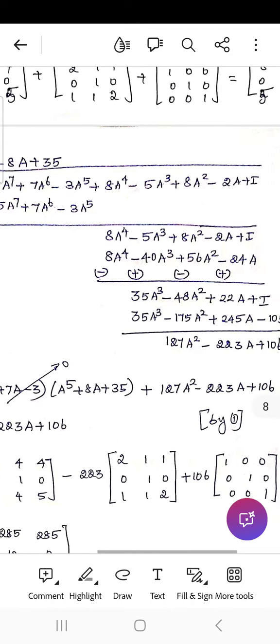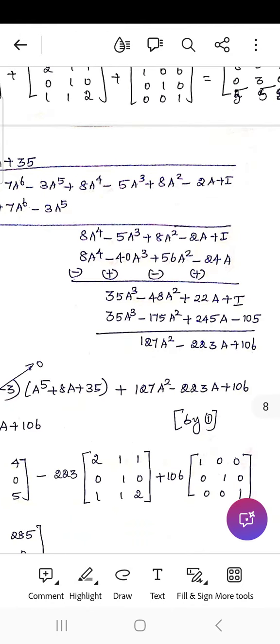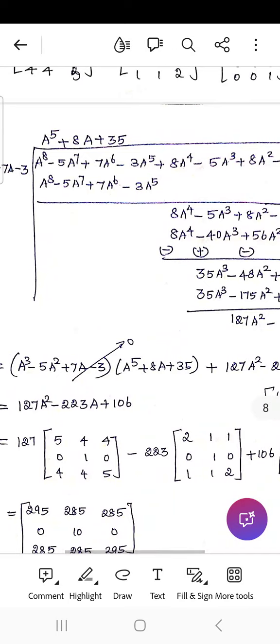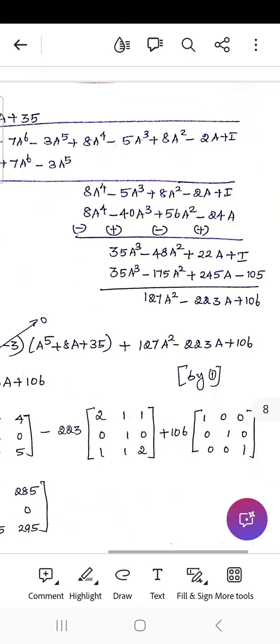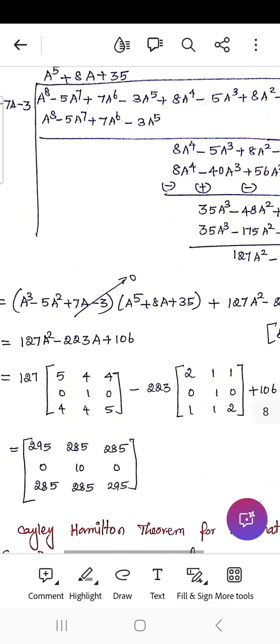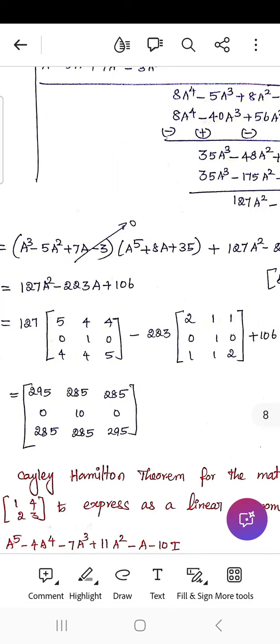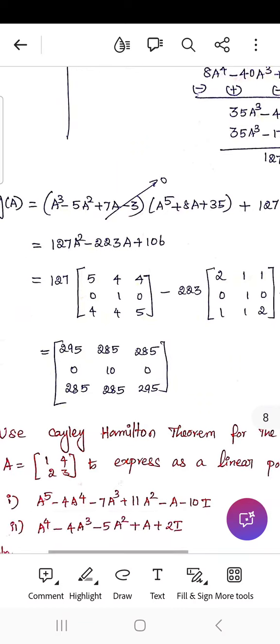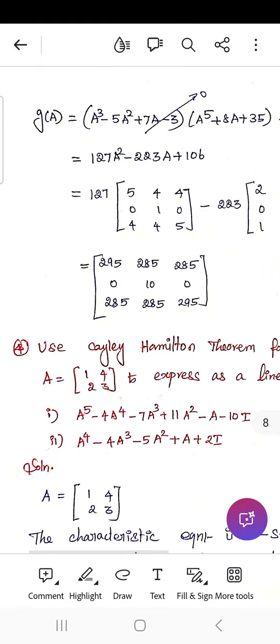Next, dividing this expanded polynomial by a cube minus 5a square plus 7a minus 3, we will get the remainder 127a square minus 223a plus 106. Dividend into quotient plus remainder. The dividend term is the characteristic equation, which is 0, so we will get this expression equal to 127a square minus 223a plus 106. 127 into a square matrix minus 223 into a matrix plus 106 into identity matrix. Therefore, we will get the value for the polynomial.